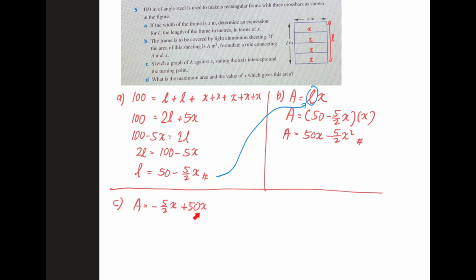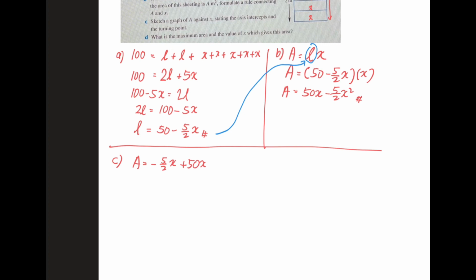Okay, so to sketch the graph, we want the axis intercepts. So to find the axis intercepts, let's say I want to find the A-intercept.